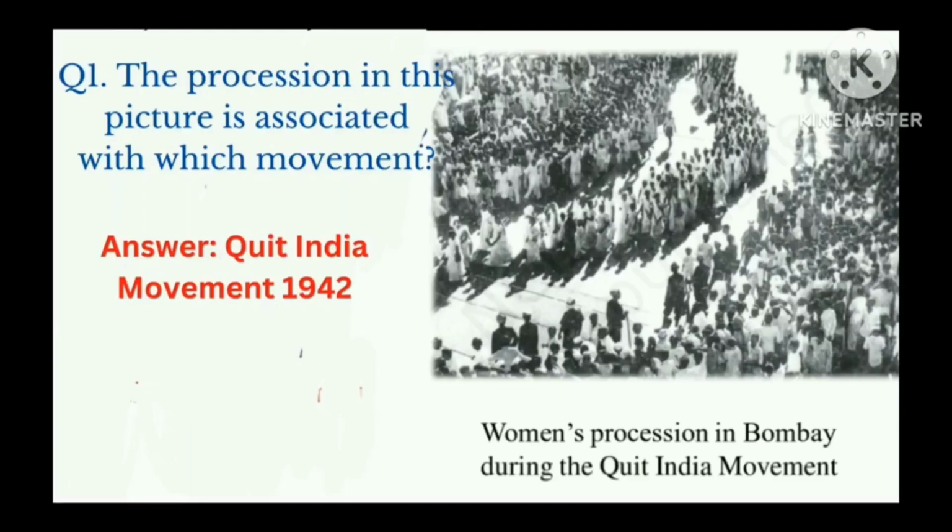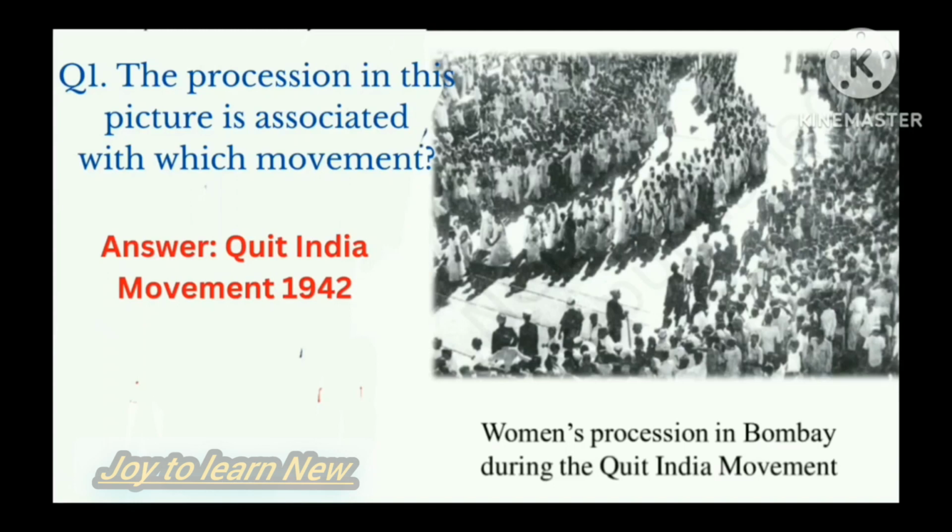Let's begin the video. The procession in this picture is associated with which movement? Answer is Quit India movement. Particularly this image represents a women's procession in Bombay during the Quit India movement. It happened during 1942. During this movement, Gandhi delivered the do or die speech.